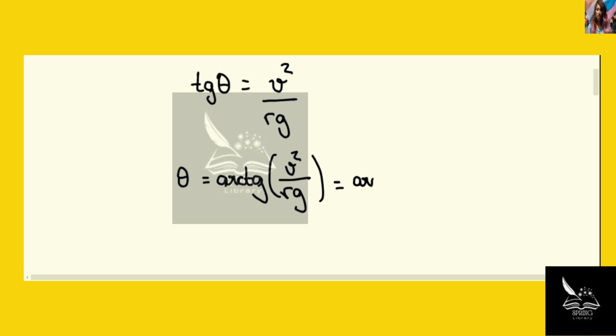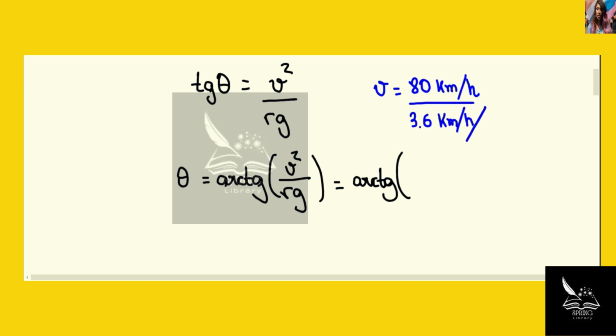So this is the arc tangent of v, which is 80 kilometers per hour. I'm going to transform this from kilometers per hour to meters per second. So we have to divide 80 kilometers per hour by 3.6 kilometers per hour per meter per second, and this is equal to 22.2 meters per second.